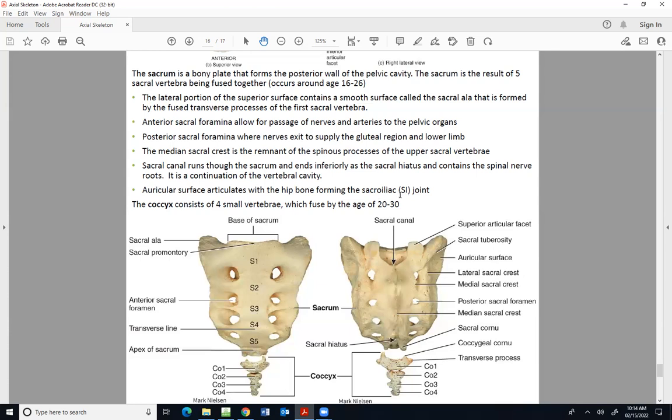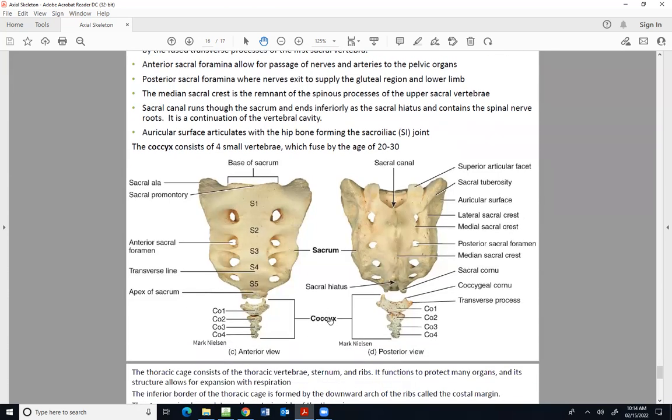But this is another joint kind of in that general area. Sometimes you hear about ladies having SI joint pain when they're pregnant. I know my wife struggled with that a little bit. When you're going through pregnancy, a lot of changes happen to the skeletal system, which we'll get to a little bit more in the next lecture.